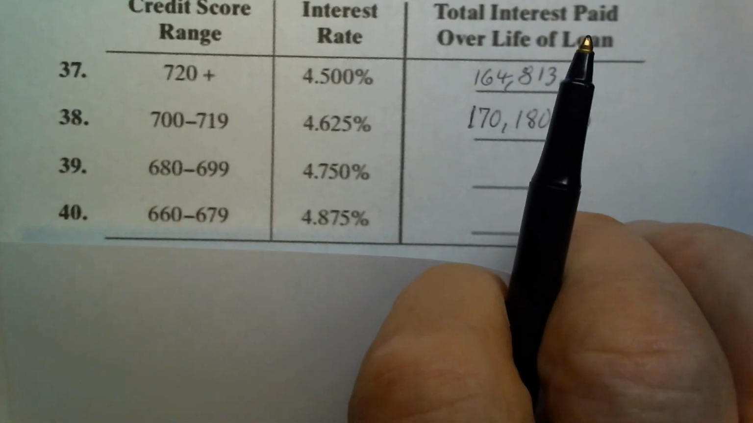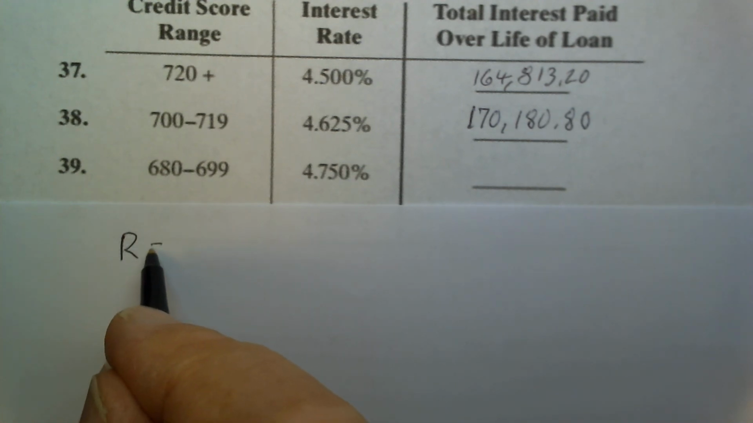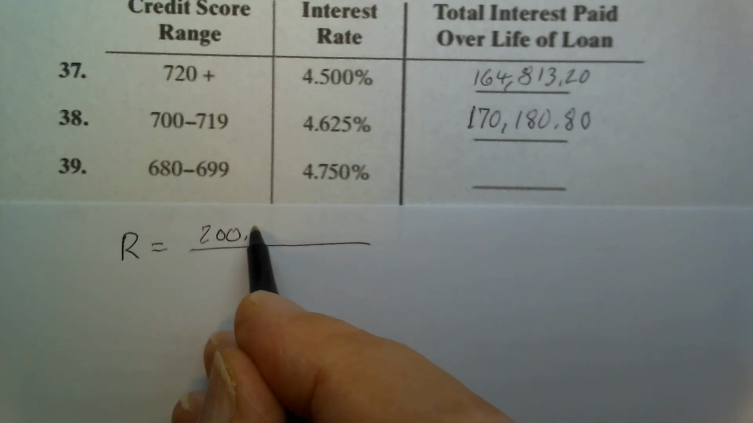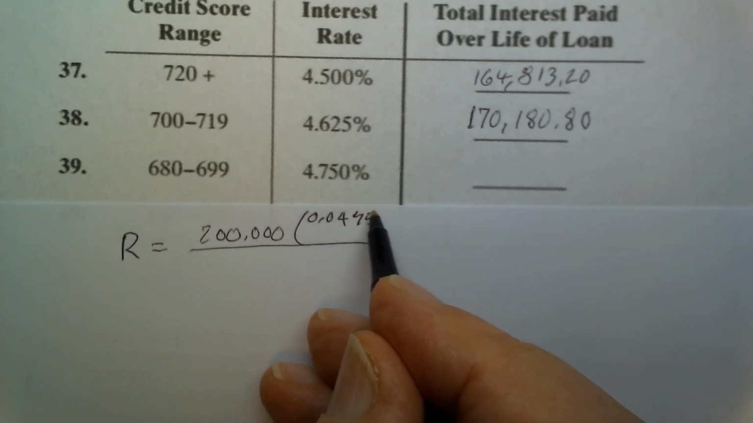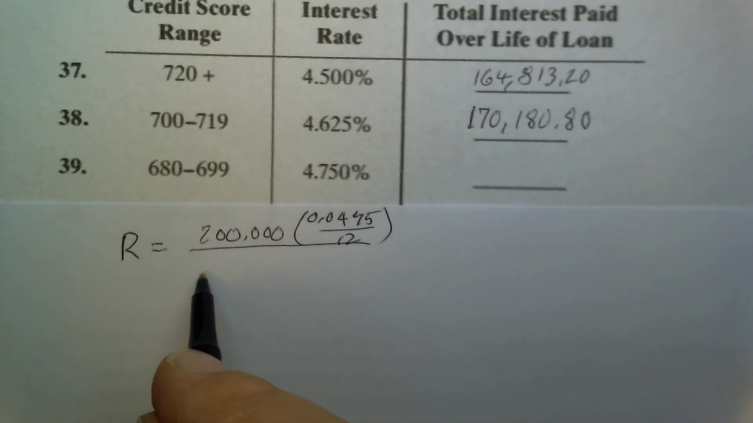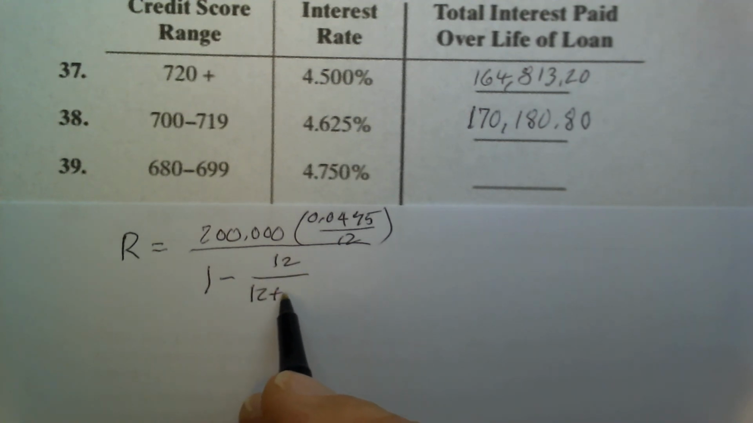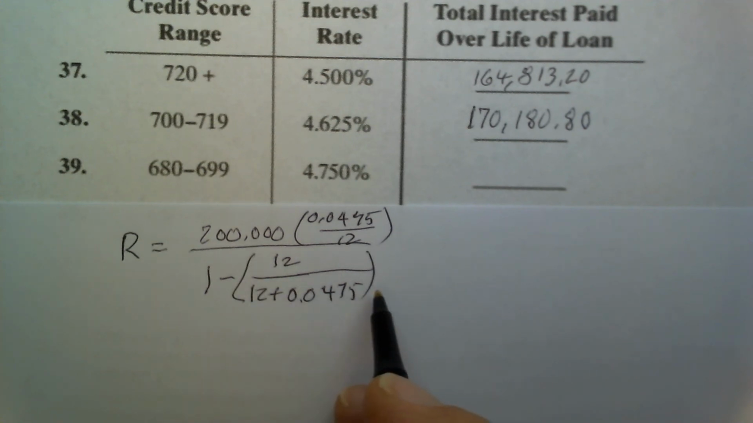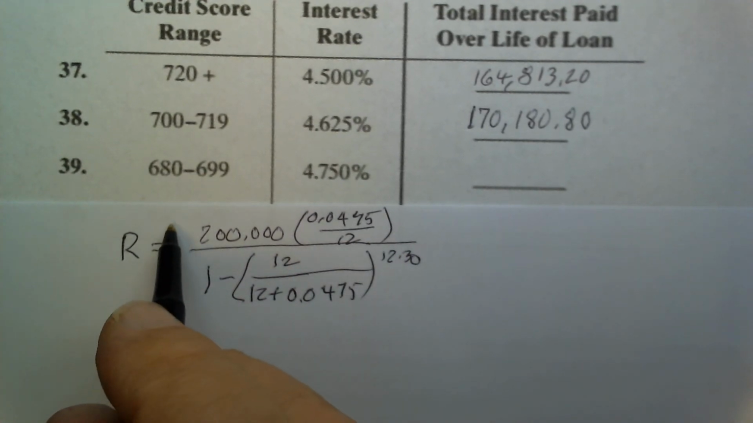Now for number 39, it's the same thing. We compute the regular payment. R equals the principal of 200,000 times the rate 0.0475 divided by 12, divided by 1 minus 12 divided by 12 plus 0.0475 to the 12 times 30 power. So that's our regular monthly payment.